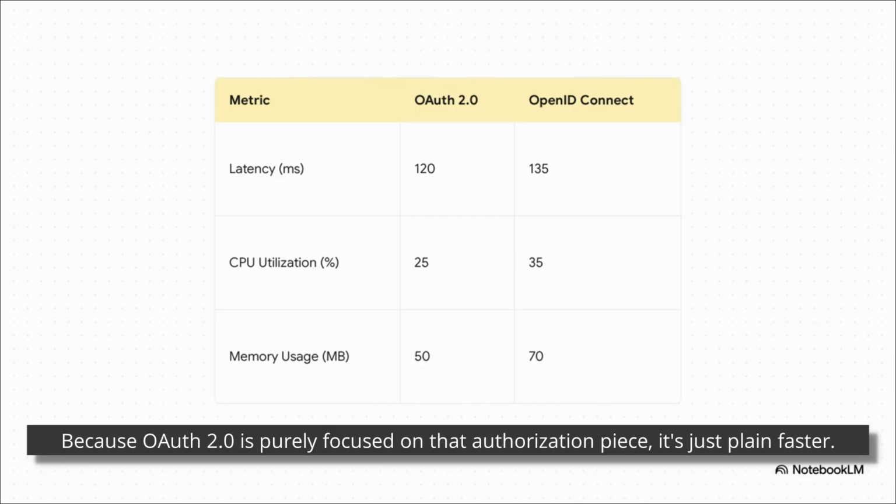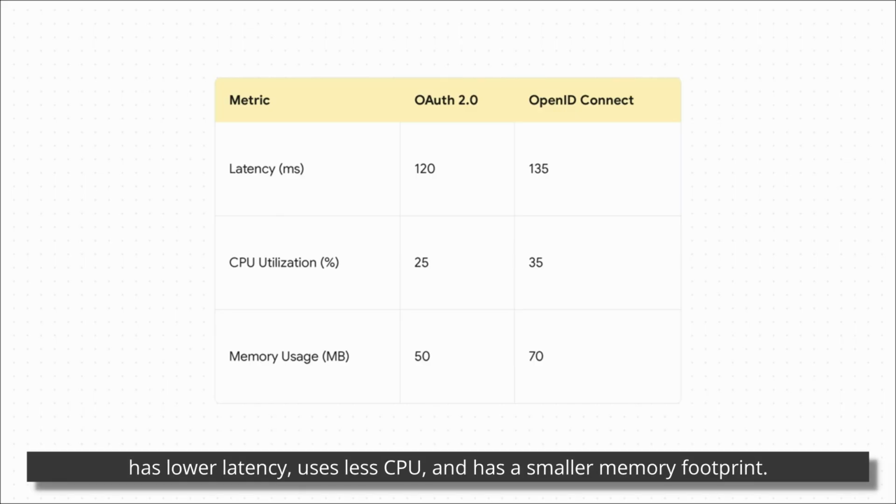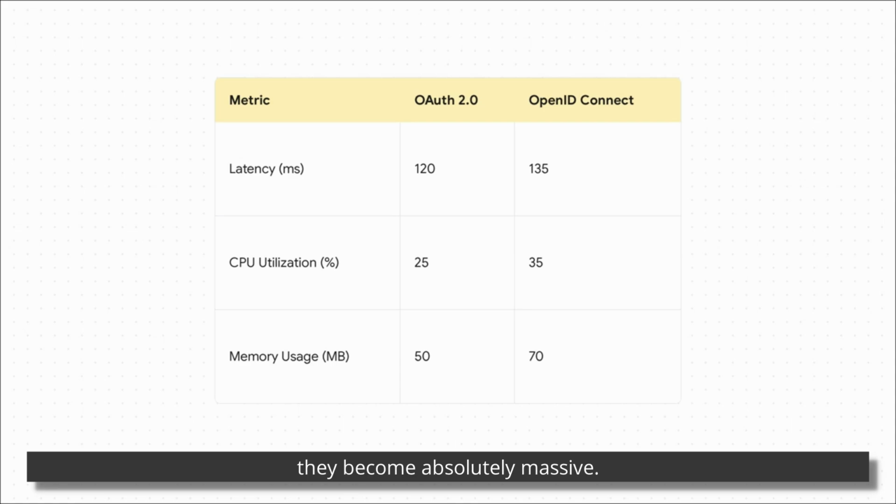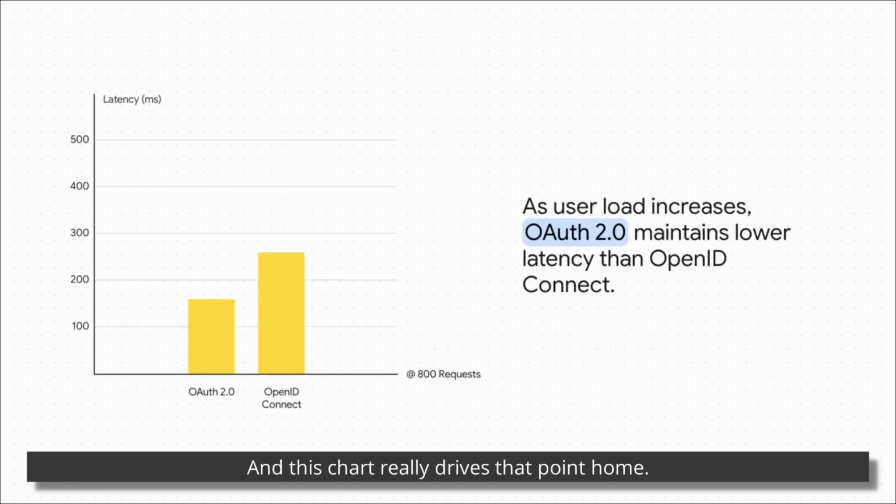Because OAuth 2.0 is purely focused on that authorization piece, it's just plain faster. Compared to OpenID Connect, which has to do that extra work for authentication, OAuth has lower latency, uses less CPU, and has a smaller memory footprint. Now, those differences might look small, but when you're talking about millions of requests, they become absolutely massive. And this chart really drives that point home.